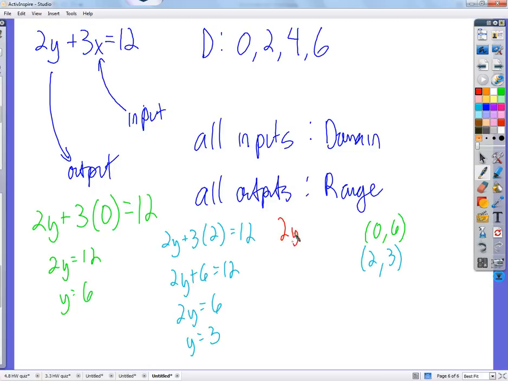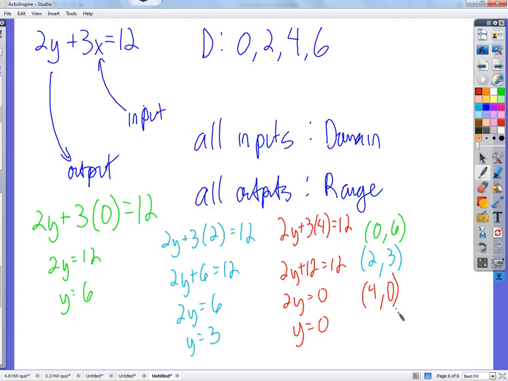So 4: 2y plus 3 times 4 equals 12. That's 2y plus 12 equals 12. 2y equals 0, divide by 2, y equals 0. So if x is 4, y is 0. And the last one, 2y plus 3 times 6 equals 12. That's 2y plus 18 equals 12. We'll subtract 18 on both sides, get 2y equals negative 6, so y is negative 3. So the last one would be x is 6, y is negative 3.